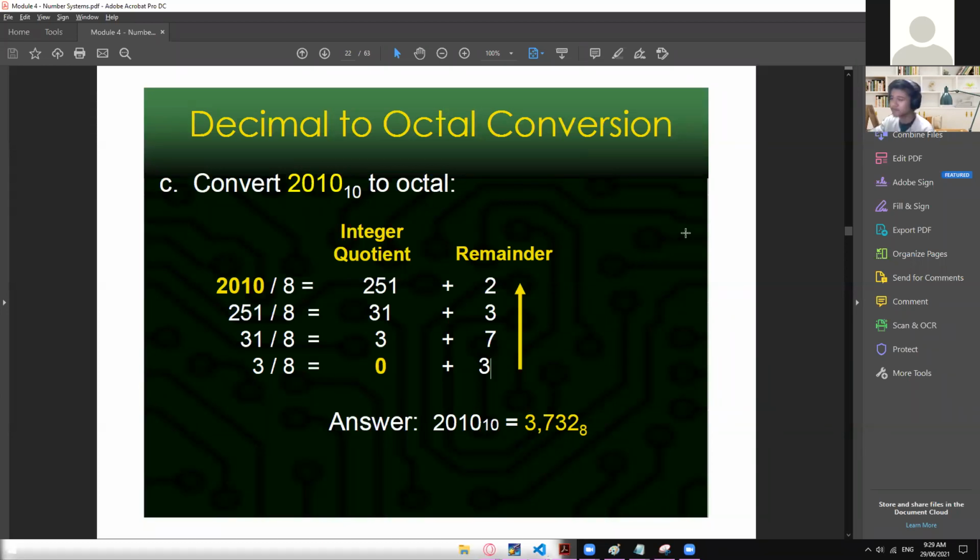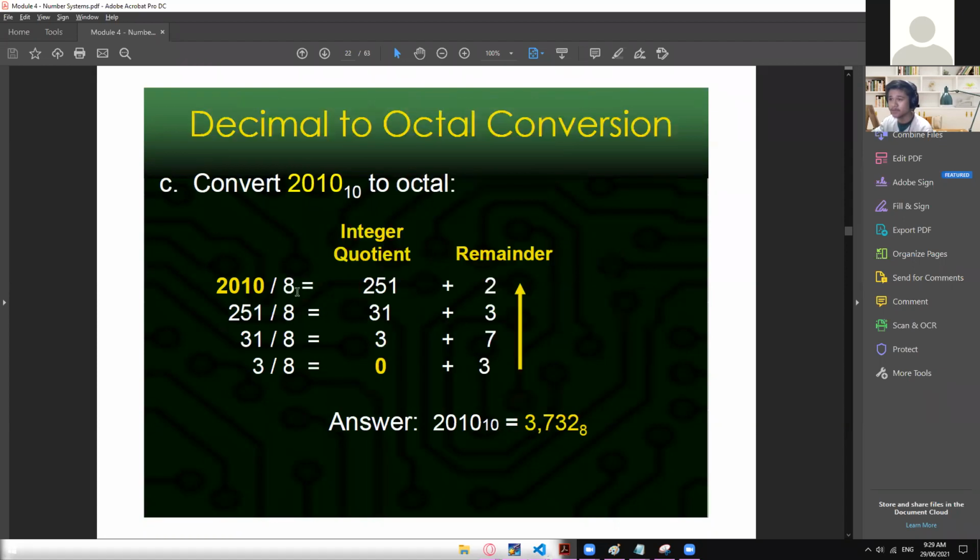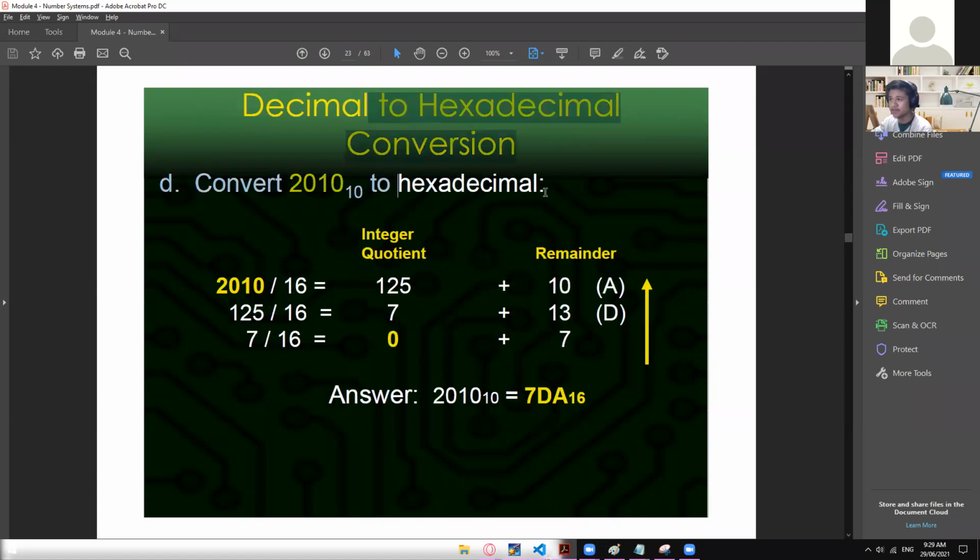It's part of learning. The next one here is still 2010, but it's now asking us to convert this to hexadecimal. Before, we had a divisor of 8, but since we now have hexadecimal, we now have a divisor of 16. Just use your calculator. 2010 divided by 16 gives 125.625. So 125 is the whole number, and 0.625 times 16 is the remainder, which is 10. So 10 is equal to A in hexadecimal.